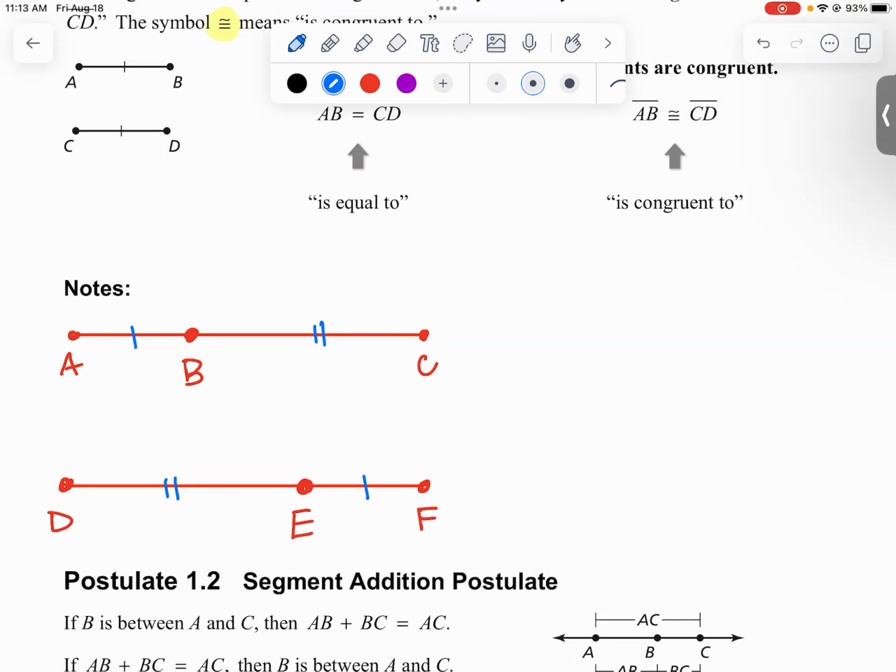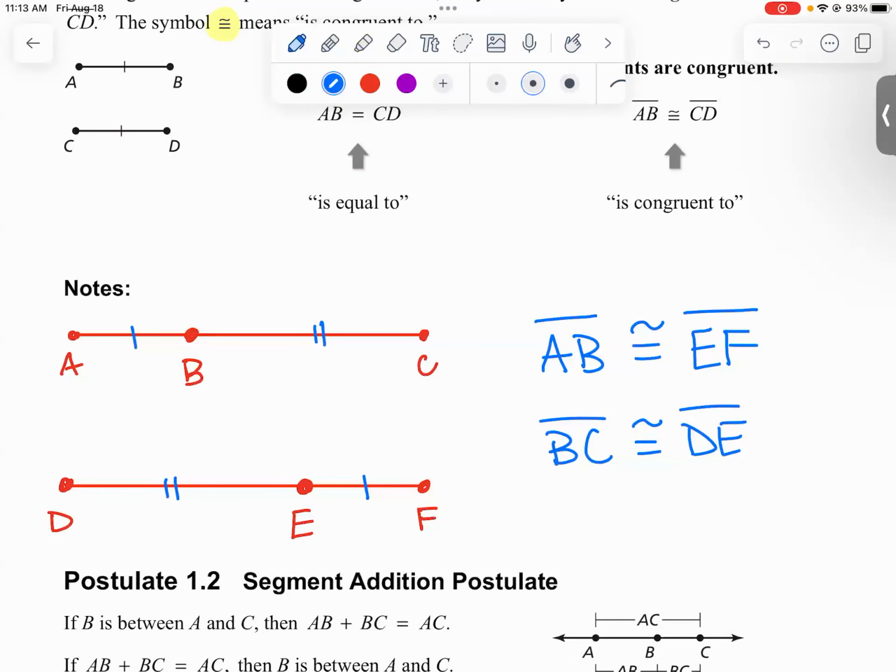Okay. So what do these marks mean? Since AB and EF both have just that one tick mark, that means that AB is congruent to EF. Also, since BC and DE have the two tick marks, those two segments are congruent.